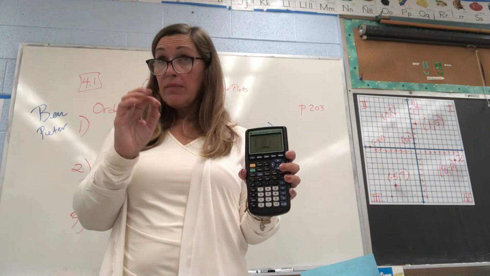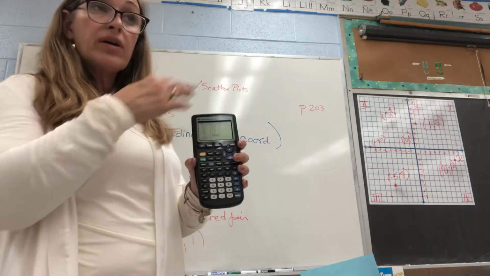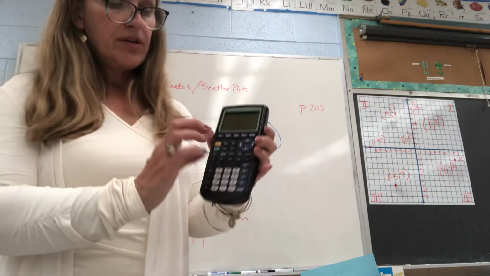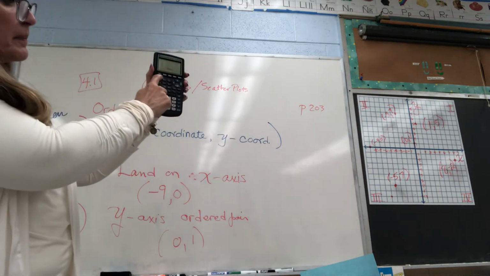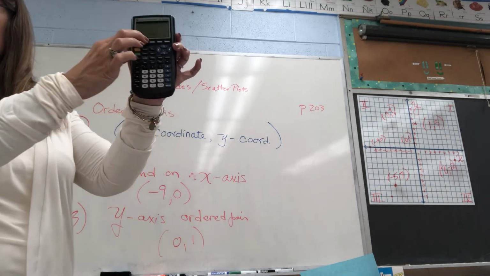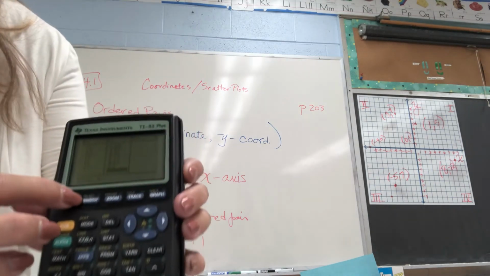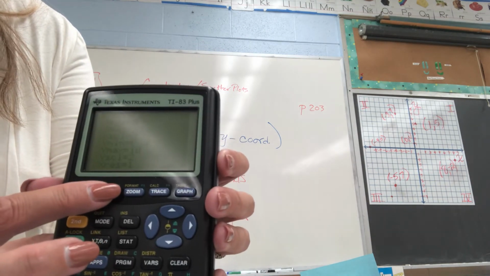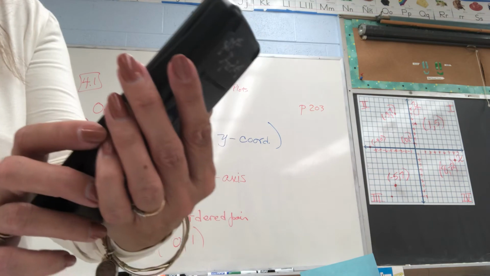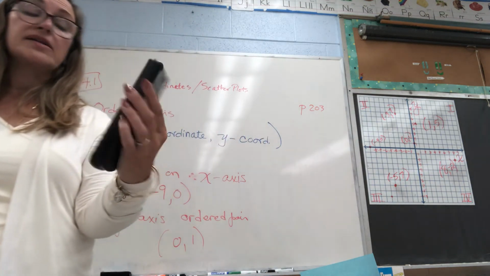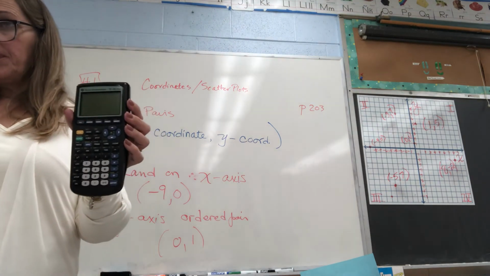So the window in math tells us what we're going to see. I'd like you to press on the window feature. It's this top second button, right there. We're going to click on that and watch what happens. So we get window, and then it says X minimum, X max, a scale, and then a Y min and Y max. What is an X minimum? What does that mean?